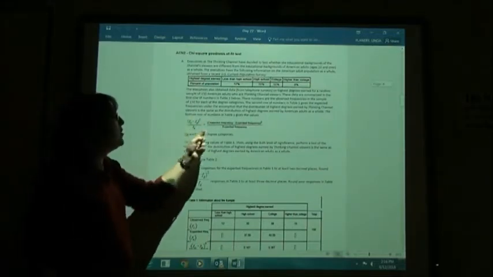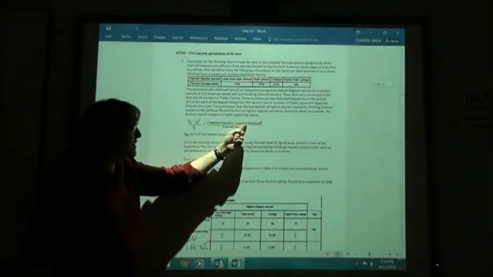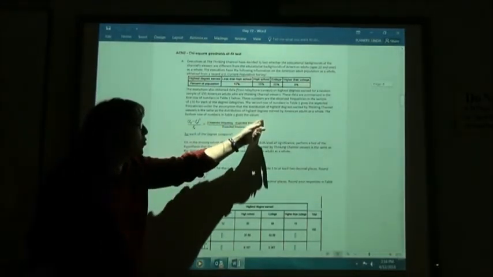The bottom row of numbers in the table gives the values, and they're using this calculation right here: the observed frequency minus the expected frequency, squared, and then divided by the expected frequency for each degree category.